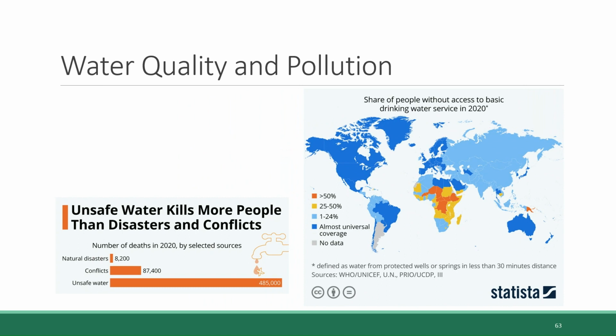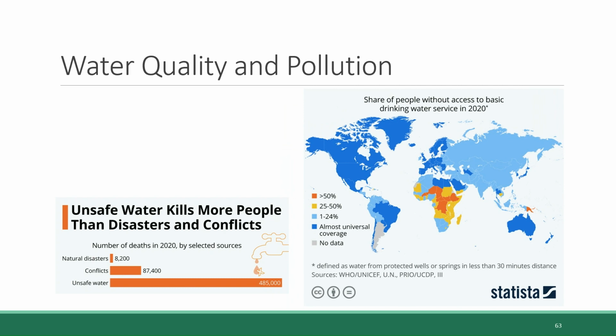And it actually kills more people than natural disasters and conflicts combined. In the year 2020, 485,000 people were killed by unsafe water, and the WHO estimates that unsafe drinking water is responsible for about 80% of diseases in developing countries. That's a huge number. So, what makes water unsafe to drink?